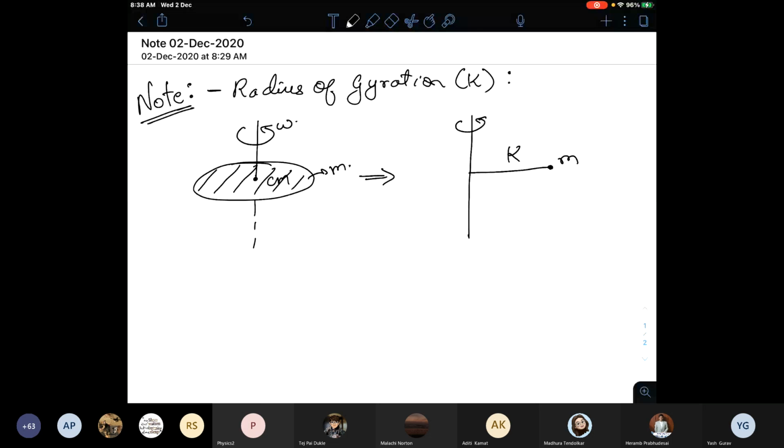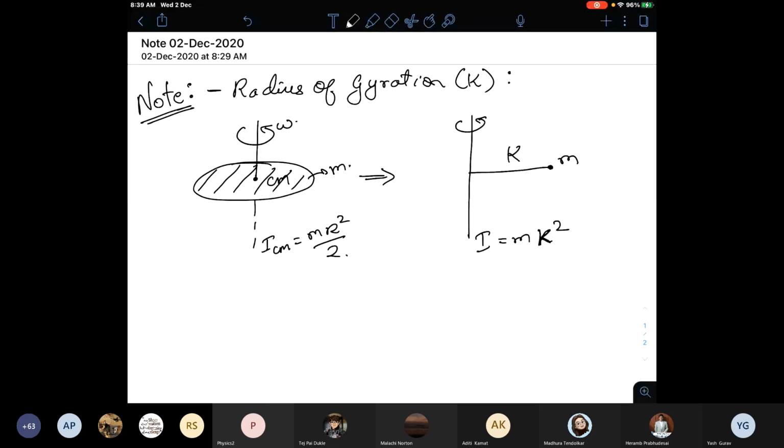In case of a disk, the moment of inertia comes out to be mr square by 2 about an axis passing through the center of mass. You know this, we have already done the list. And what is the moment of inertia of a point mass? For a point mass, there is only one formula, that is mr square. So mass is M, and R is K, so mk square.